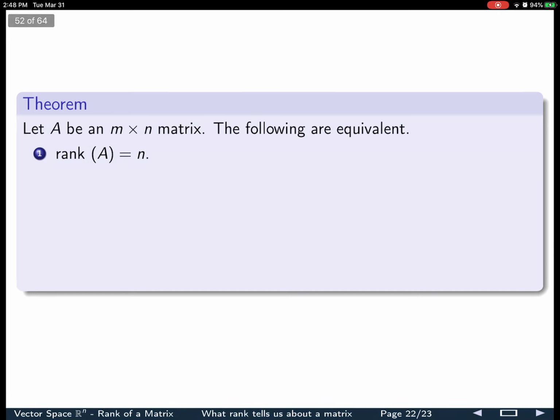I guess this is kind of the ending of this section, where we're going to look over a couple of just the following are equivalent theorems, just to make some more connections between the different ideas in linear algebra. So the first one, we have an m by n matrix. The rank of A is equal to n, so it has full column rank.